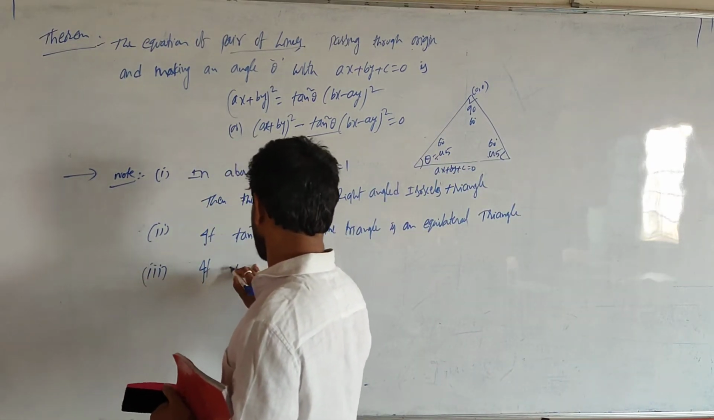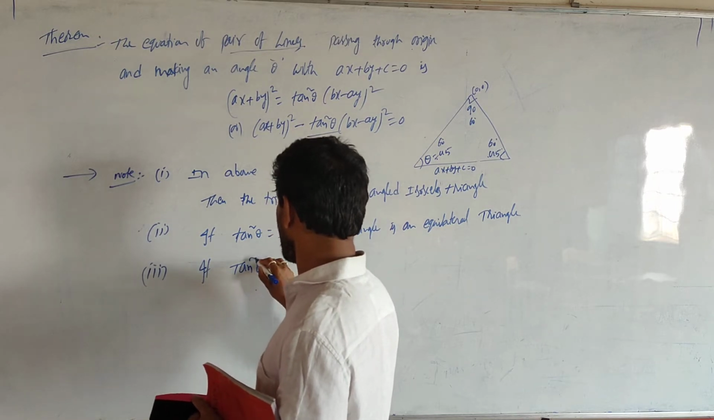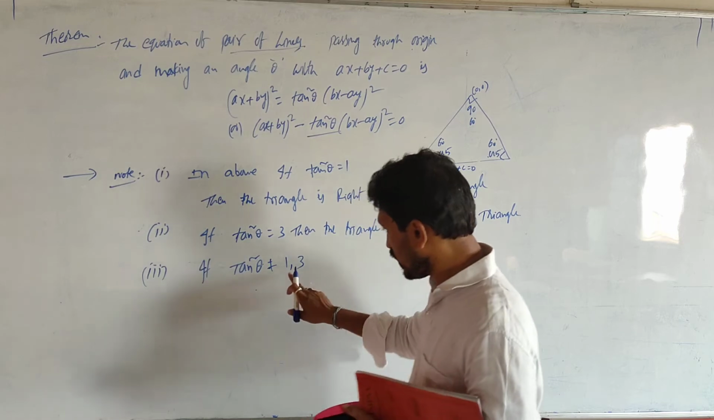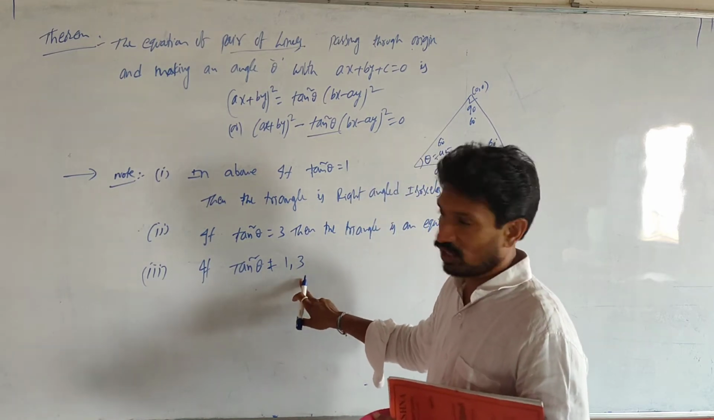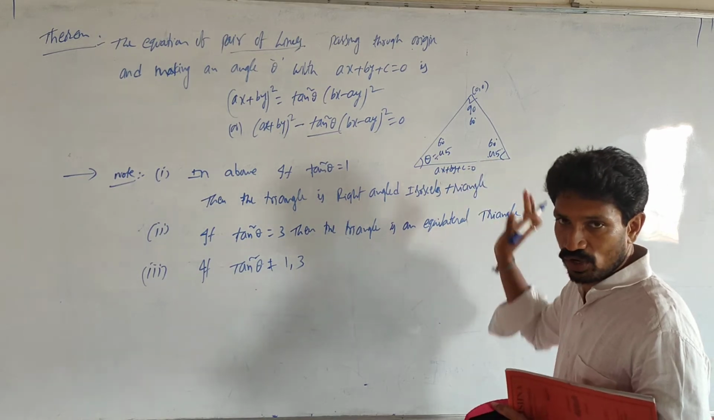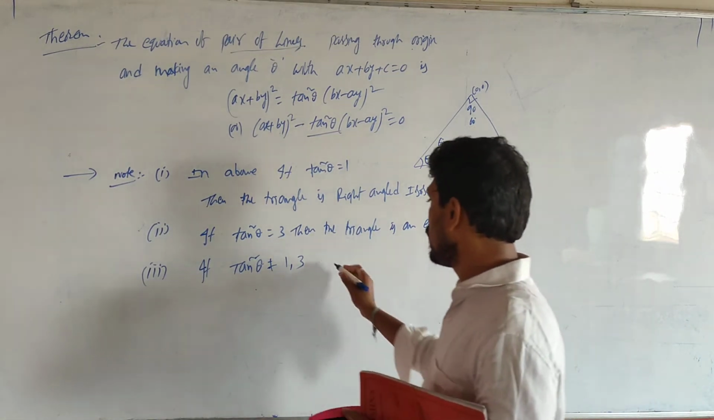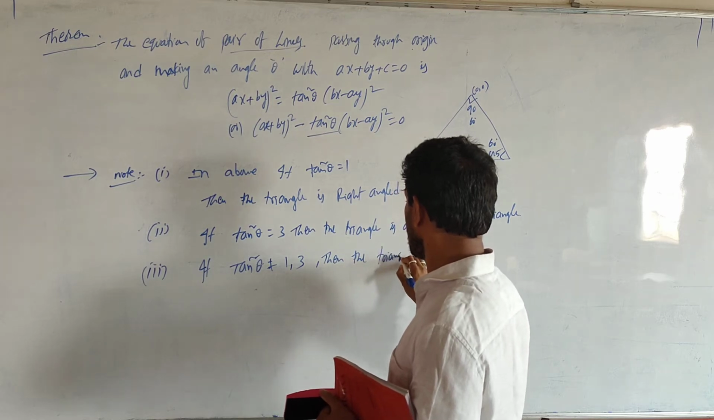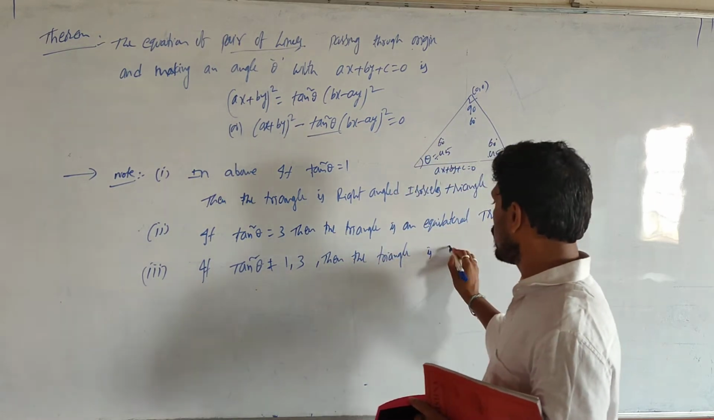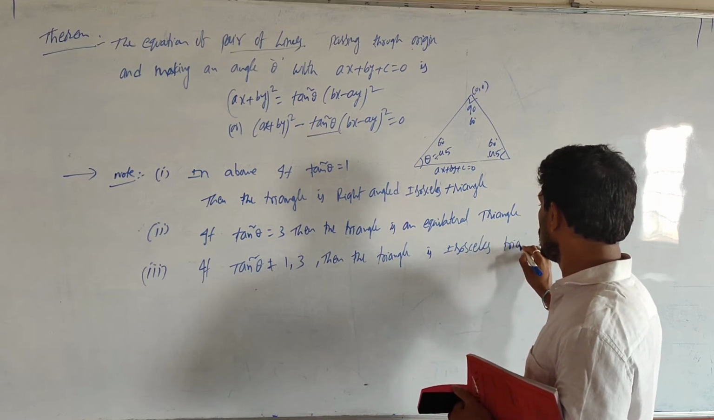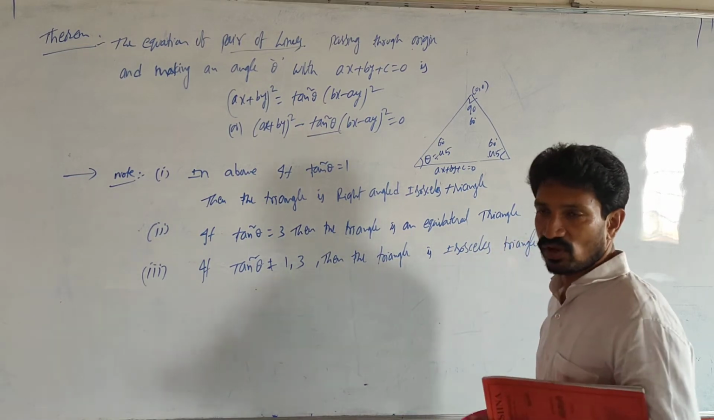Okay, next third one. If tan square theta is not equal to 1 or 3, if it is not either 1 or 3, then this triangle, very clearly, we can say is just an isosceles triangle only. Then the triangle is isosceles.